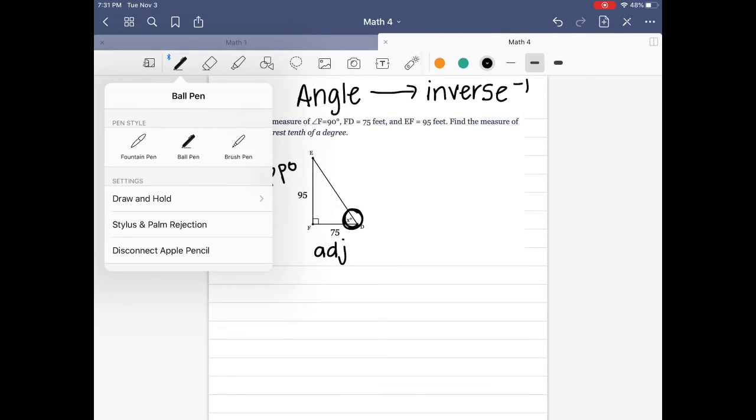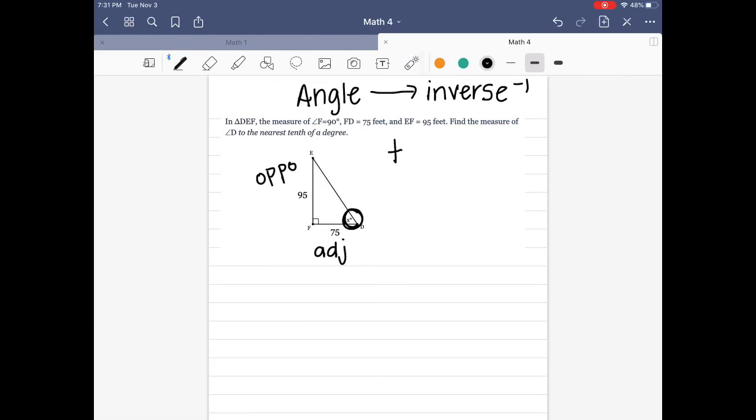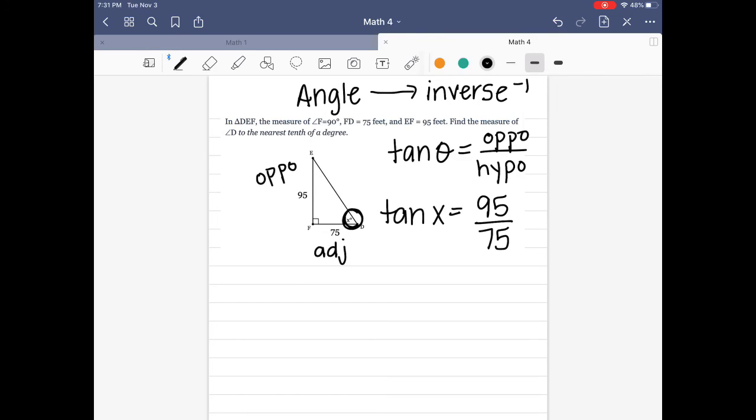So the trig ratio that we are going to use is still going to be tangent, because tangent is going to be opposite over adjacent. So we're going to fill in our pieces of information. The tangent of x equals my opposite, which is 95, over my adjacent, which is 75. Now, this is where I'm going to use my inverse.